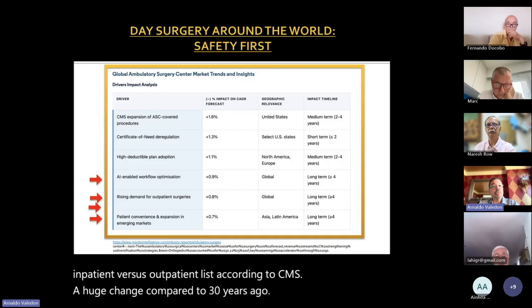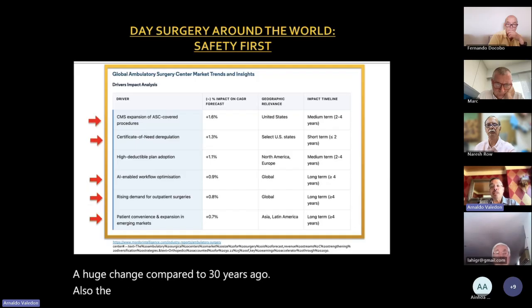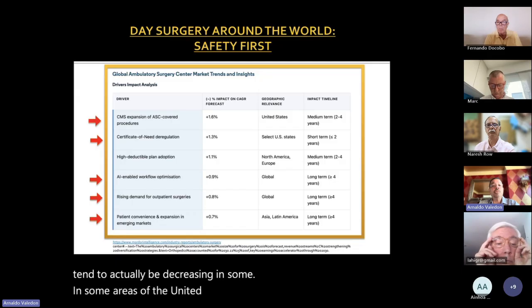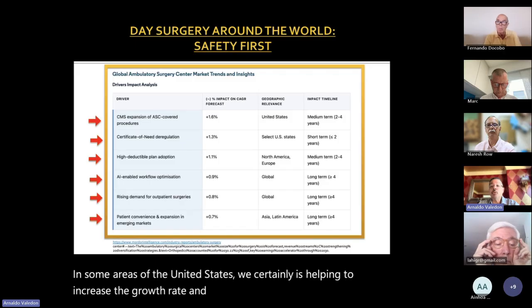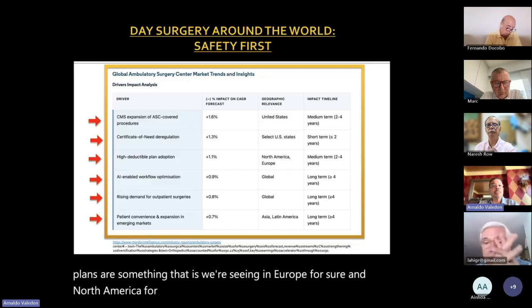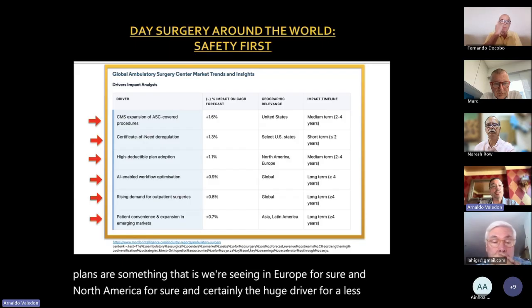Also, the regulations that are needed to establish a surgery center tend to actually be decreasing in some areas of the United States, which certainly is helping to increase the growth rate. And again, the adoption of high deductible plans, something that we're seeing in Europe for sure, North America for sure, and certainly a huge driver for a less expensive environment.